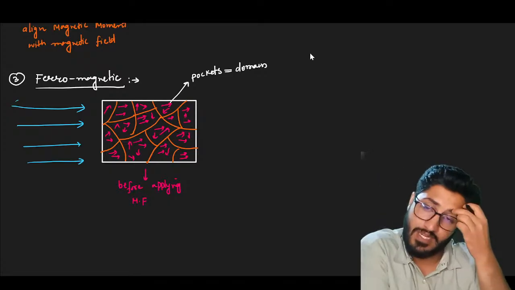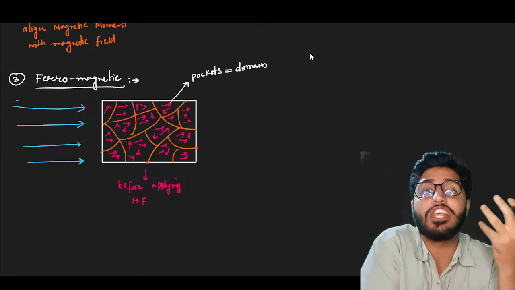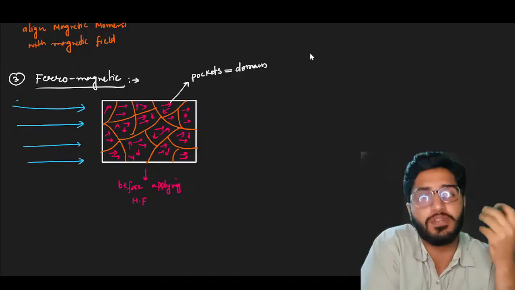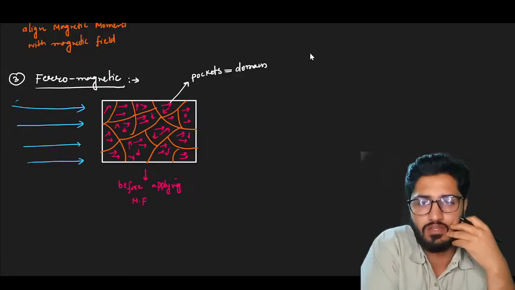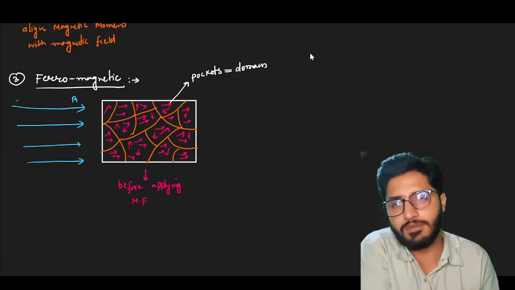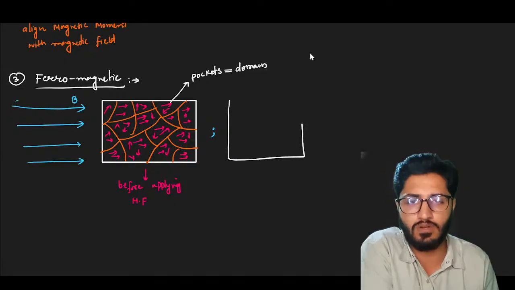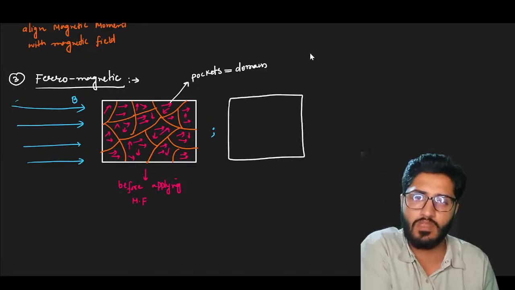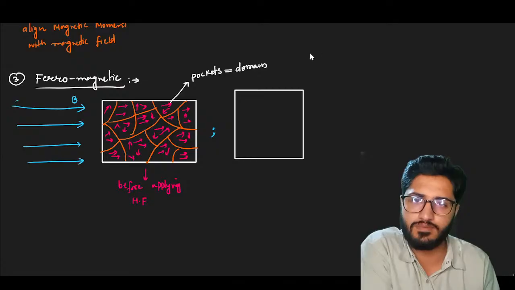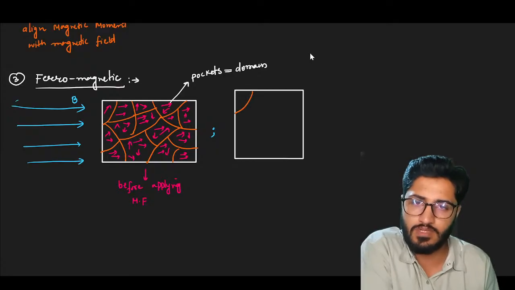But basically, these are naturally occurring materials. This is my magnetic field B. Now, what will happen after applying my magnetic field? Look. One thing is there: these pockets are present.